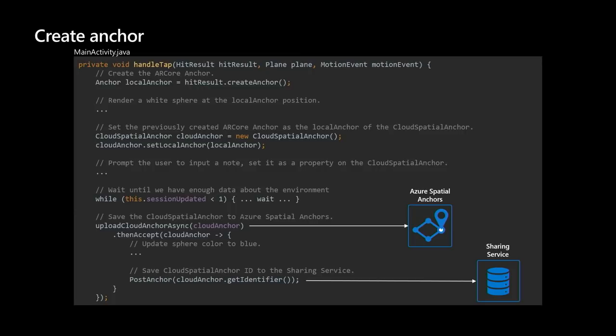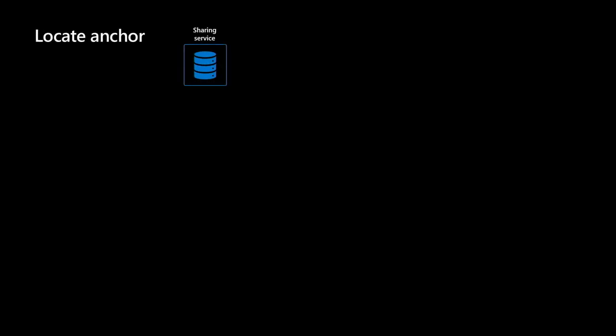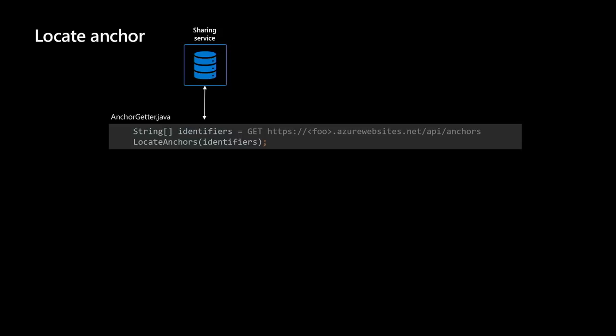So with this, we created an anchor in the real world using ARCore. We saved a Cloud Spatial Anchor to Azure Spatial Anchors, and then we saved that ID to the sharing service. On the other side of things, we're going to locate the anchor, and we're going to start from the sharing service. We're then going to do a get call, and we're going to get this list of identifiers. Like we talked about before, in this case, we're just using a key. You could use GPS or another way to filter down the anchors you're interested in.